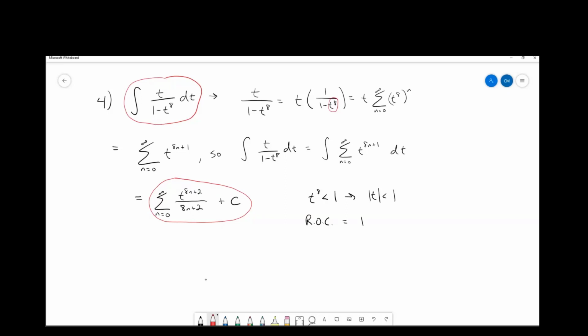And you can find the power series representation for both of those separately and then just add them together, and that will be the power series representation of problem 2.